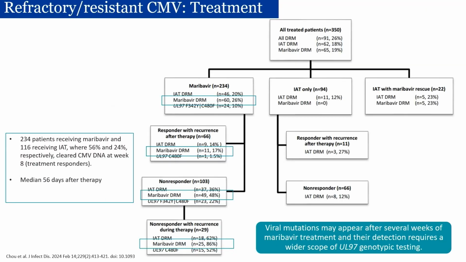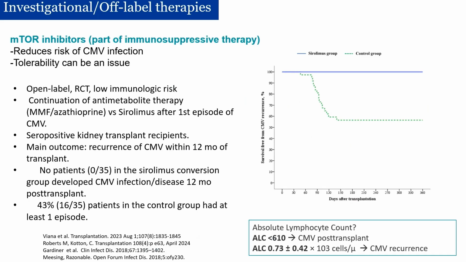we did learn that the viral mutations appeared after several weeks of being on maribavir treatment, and their detection required a wider scope of UL97 genotypic testing. And so in here, it showed that if you had a viral load less than 10,000, you were more likely to not develop resistance to maribavir. However, I've had multiple patients that have had low viral loads of less than 3,000, less than 2,000. Even this patient that we'll get back to had a viral load of only 700 that goes on to develop resistance.